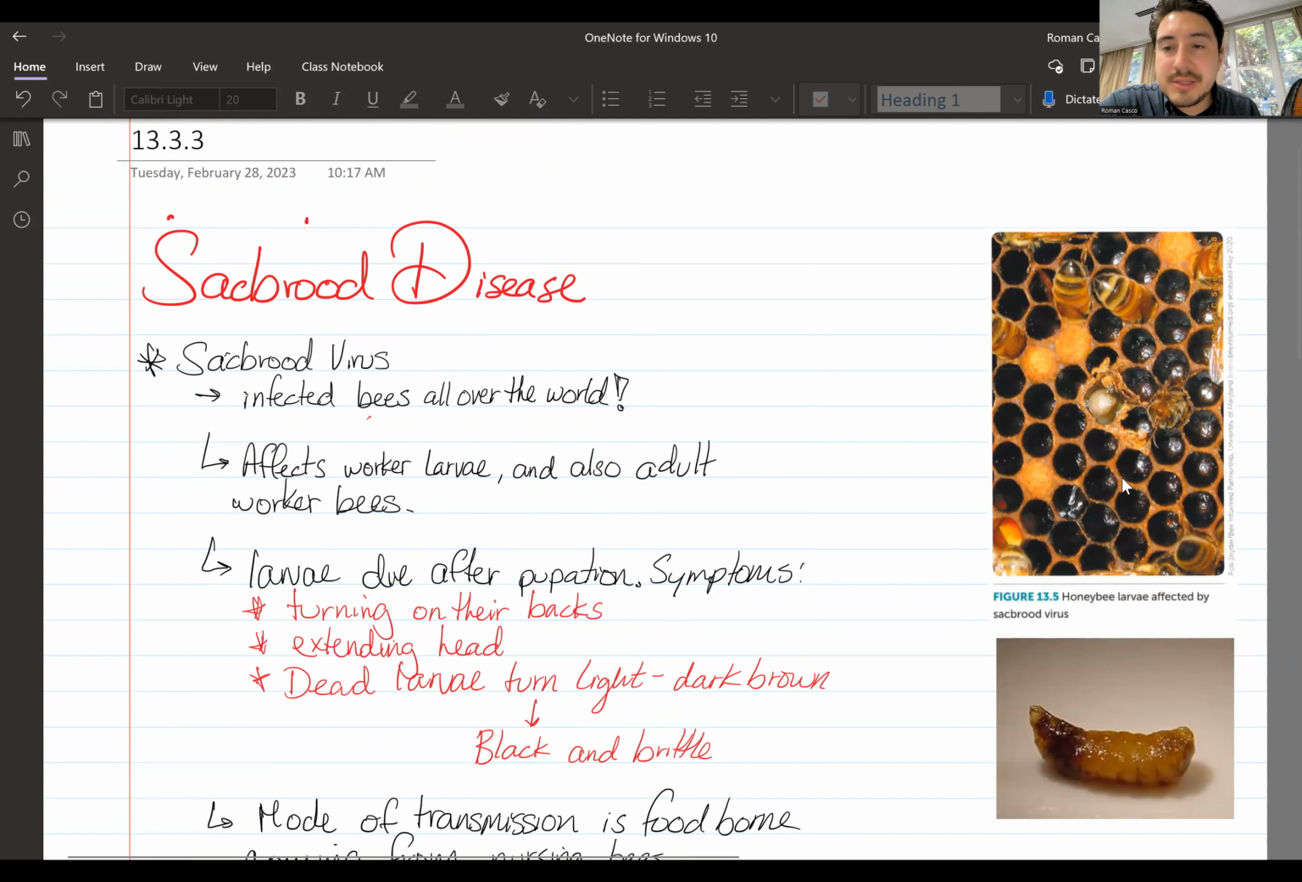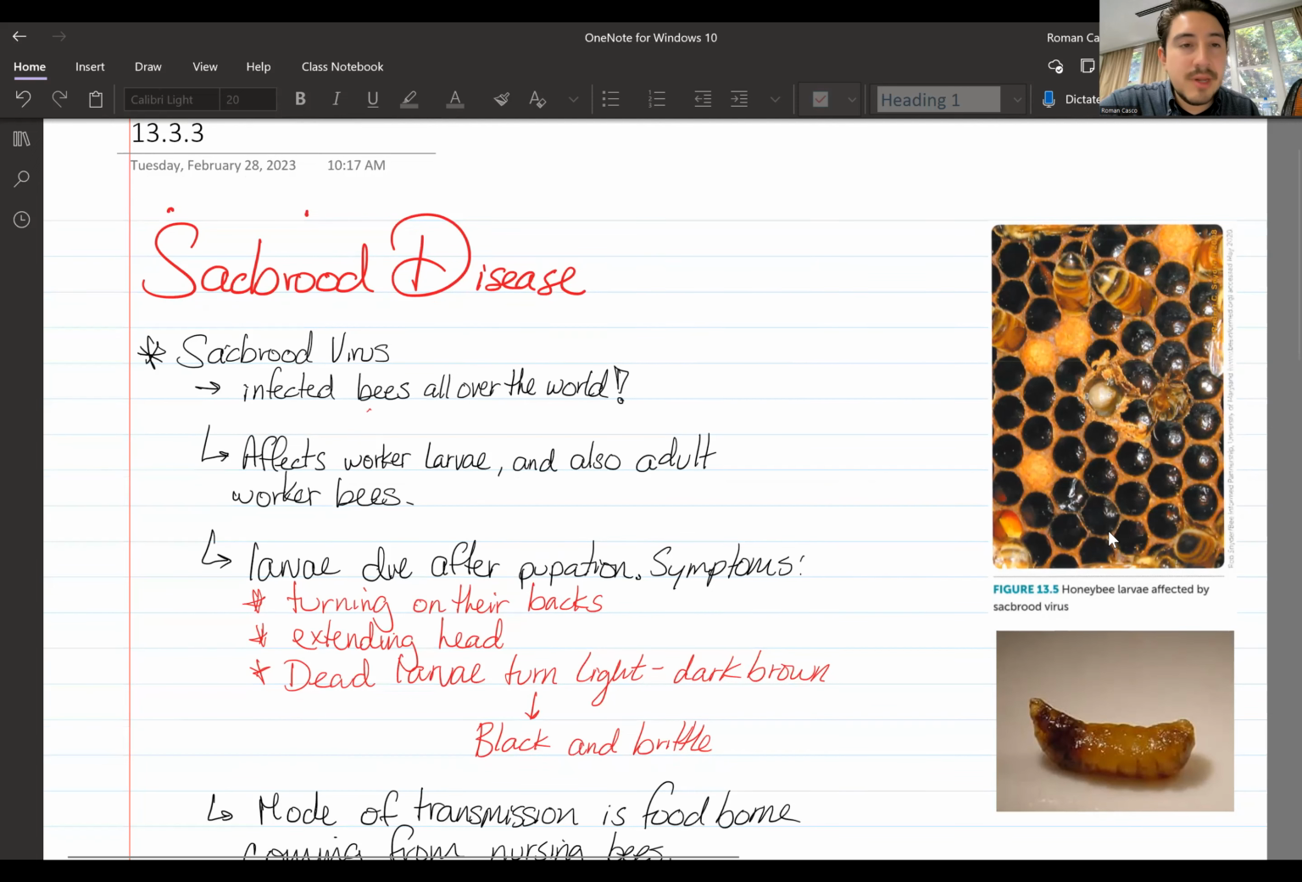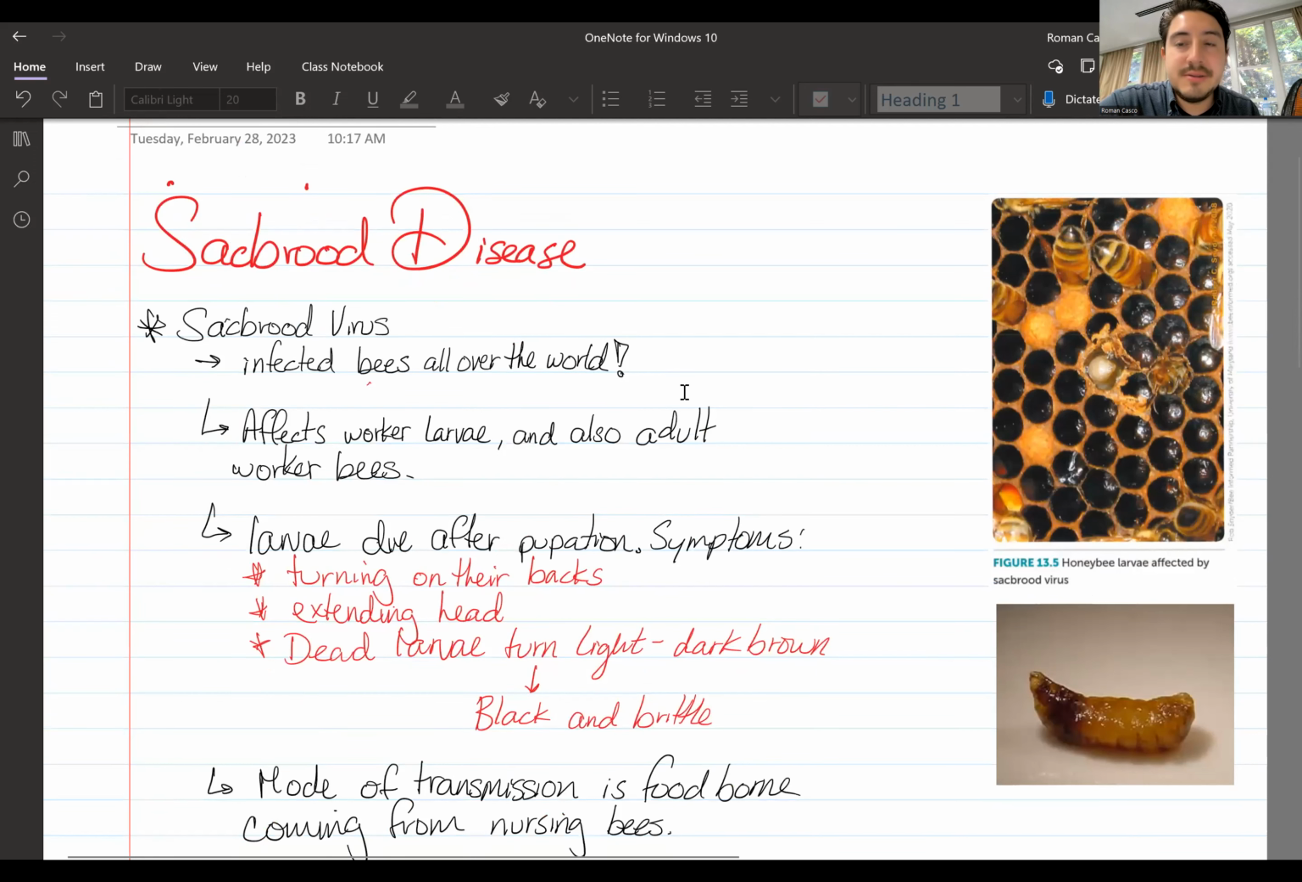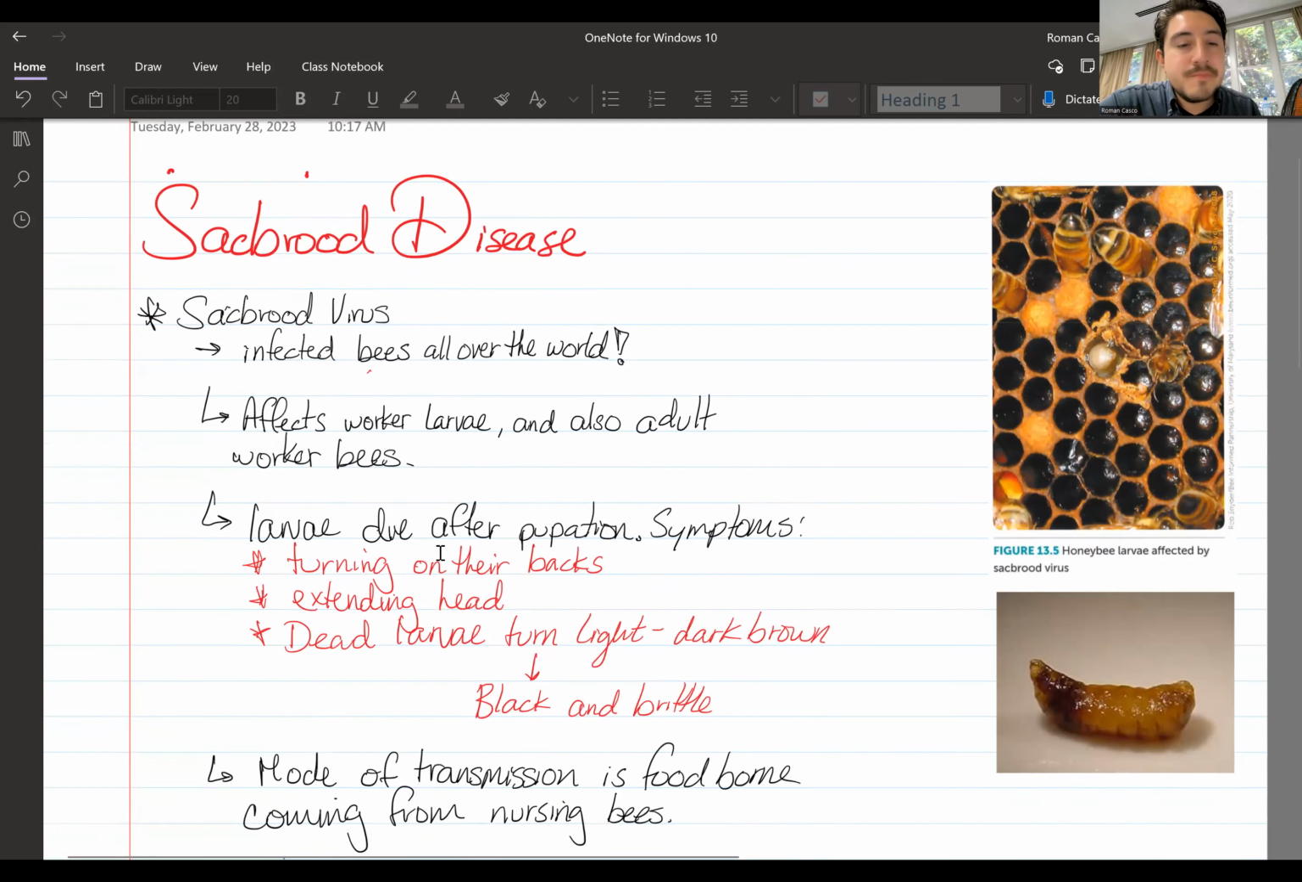And those little sites where you have, or each little individual honeycomb that contains these larvae, right, tend to get this very dark coloration, right, from this type of virus, ultimately killing a wide portion of worker bees. Okay.